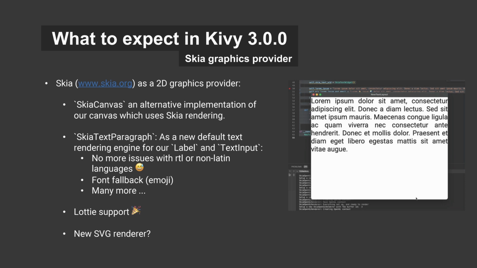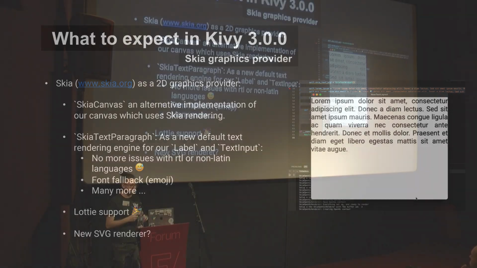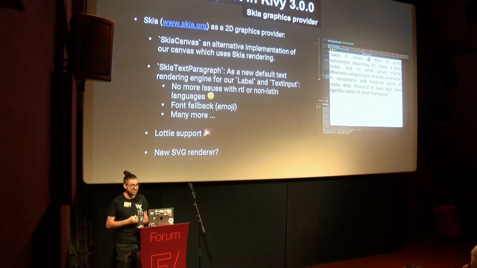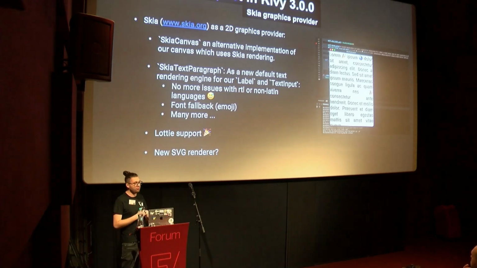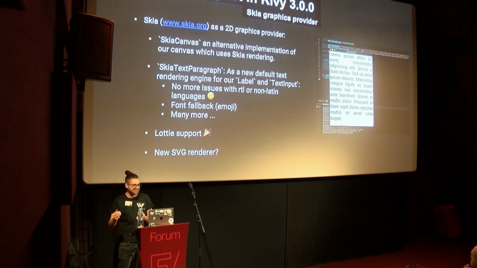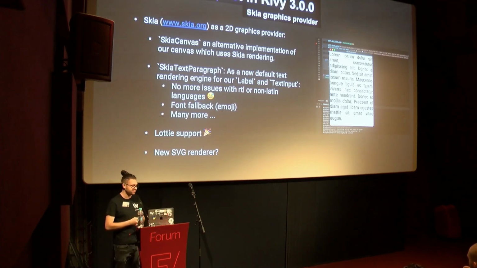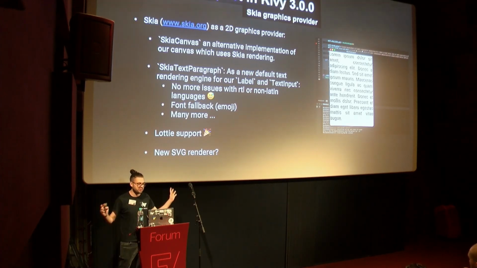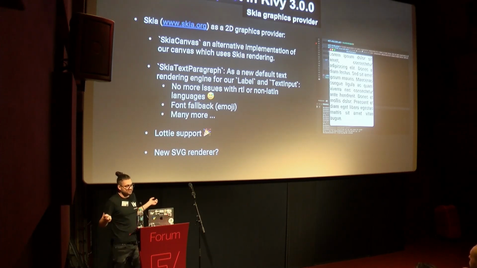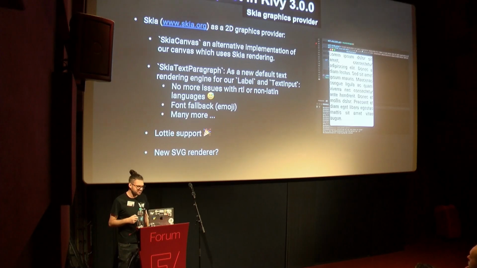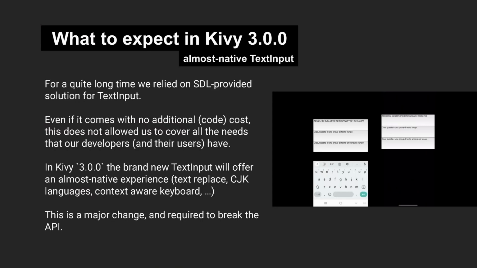And with Skia, we are going to have a new Skia canvas, which is an alternative implementation for our canvas, which uses Skia rendering, which can be faster in certain situations, and also Skia text paragraph, our new default text rendering engine for our label and text input. That means no more issues for RTL or non-Latin languages, which are so painful to manage by ourselves. Font fallback, like for emojis, for example, and many, many more. And we are also going to have Lottie support in Kivy via Skia, and likely also a new SVG renderer. And then an almost native text input.